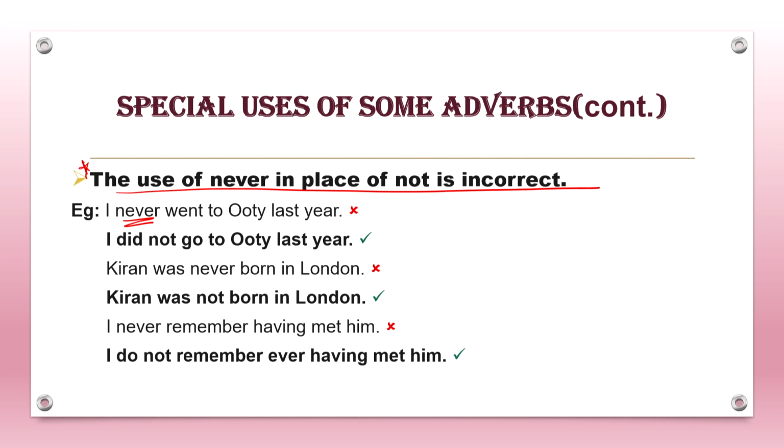Next sentence, Kiran was never born in London. Again this sentence is incorrect. The correct sentence would be Kiran was not born in London. Similarly, another example, I never remember having met him. This sentence sounds totally incorrect. The correct sentence would be I do not remember ever having met him.